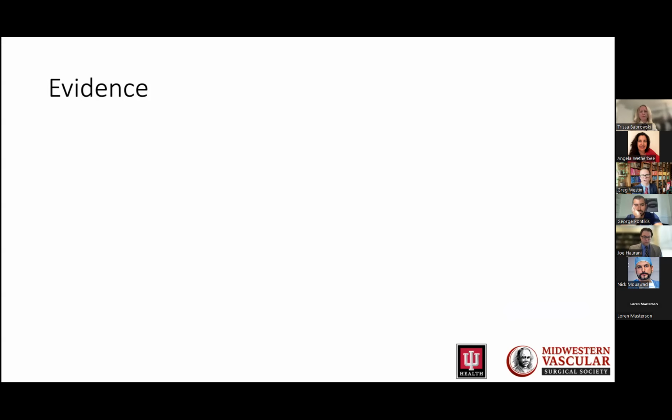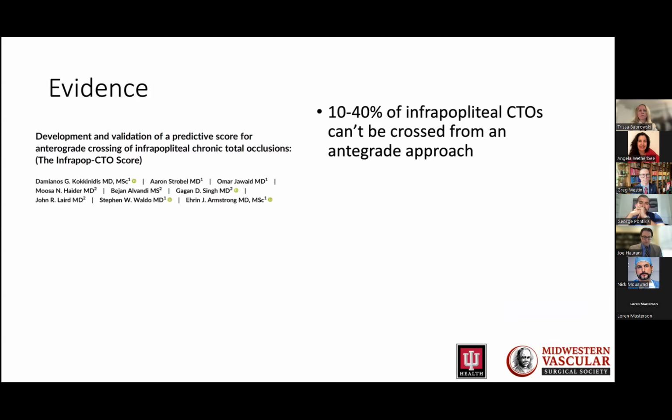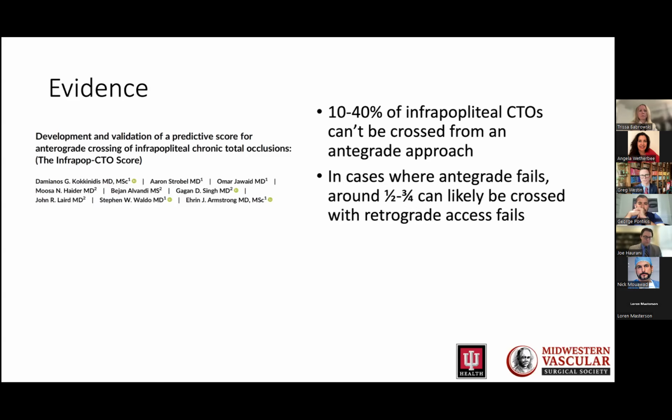So is there any evidence about this? I'll say that this is somewhat limited. It's mostly limited to people who are probably more enthusiastic about the technique. But I would start with the idea that we all know that there are some lesions that we can't cross from above, that some of these will be uncrossable in any situation. But with infrapopliteal lesions in particular, but sometimes femoral lesions, that can't be crossed, that number seems to be somewhere in the maybe 10 to 40% range based on a couple of studies.